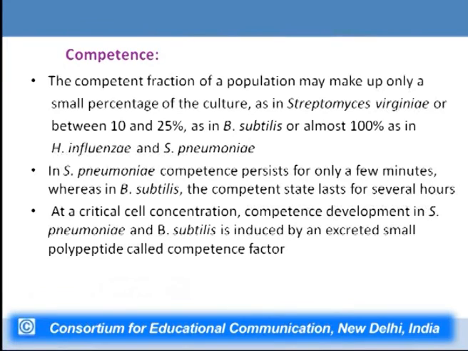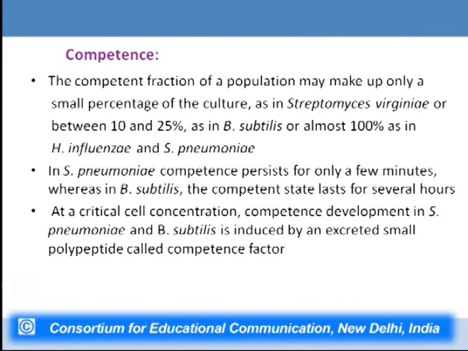At a critical cell concentration, competence development in S. pneumoniae and B. subtilis, that is Bacillus subtilis, is induced by an excreted small polypeptide called competence factor. That is, whenever the cells are being cultured, the cells increase in number, first at a slow pace, then exponentially, and then the number starts declining.